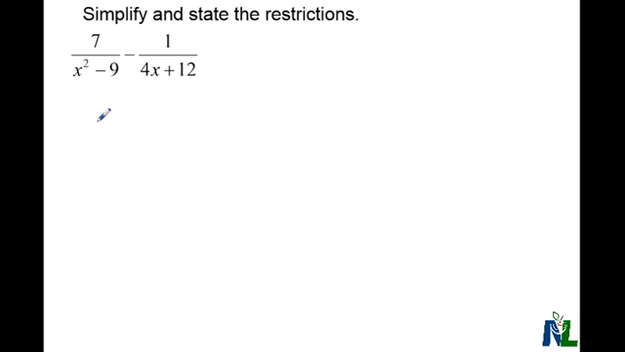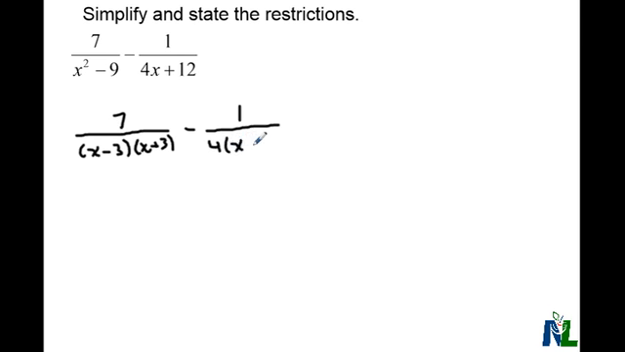So to start here, what I'd like to do is factor anything that can be factored in the numerators and denominators. So I see x squared minus 9. That's going to give me a difference of squares, which will be x minus 3 and x plus 3. So I'm going to factor that. And then in the second denominator, I can see 4x plus 12. So I'd like to factor 4 out and rewrite that as 4 times x plus 3.